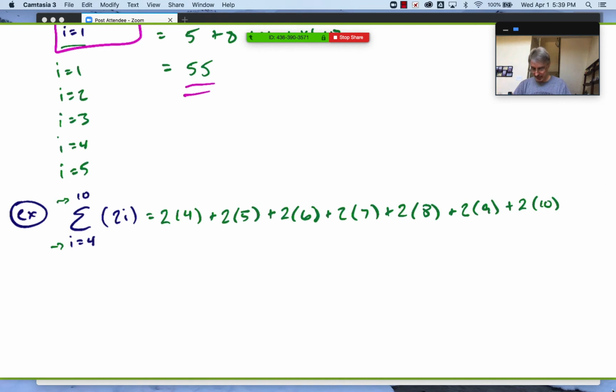So that number on the top is always telling you the last I value to plug in, not how many values are going to be in the sum. If I were to go and look at this, there's 1, 2, 3, 4, 5, 6, 7 terms in this sum, starting with I equals 4 here, going up to I equals 10 here.